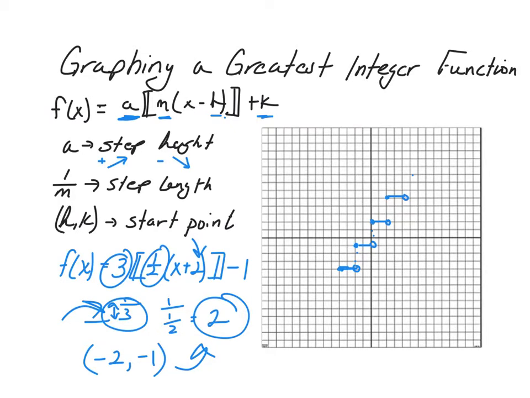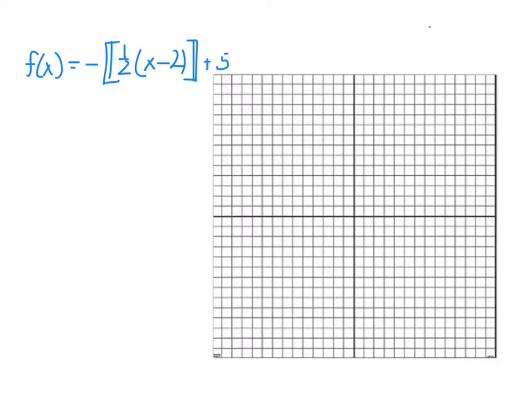So let's just talk about graphing another one. Another one here for you. So the other one here is what happens if I have f of x is negative greatest integer function 1/2 x minus 2 plus 5. So first of all, let's find our starting point. We'll start a little bit different this time. We're going to start from the point 2, 5.